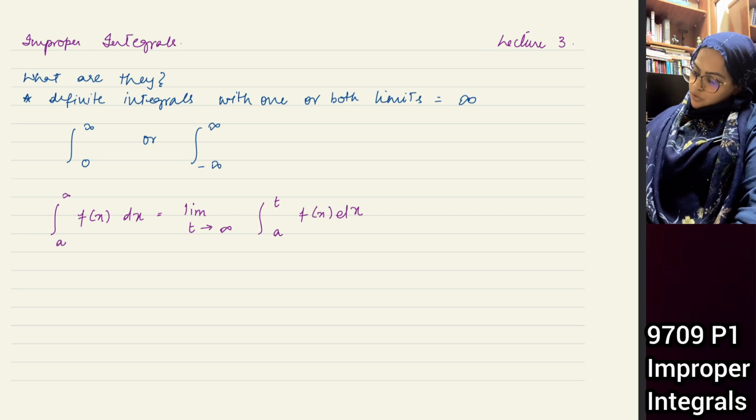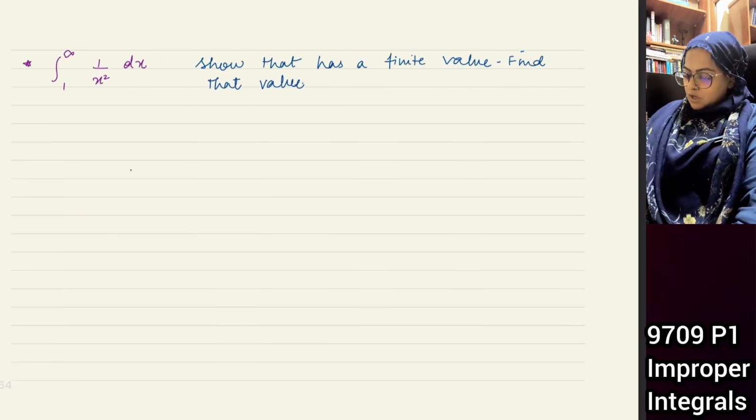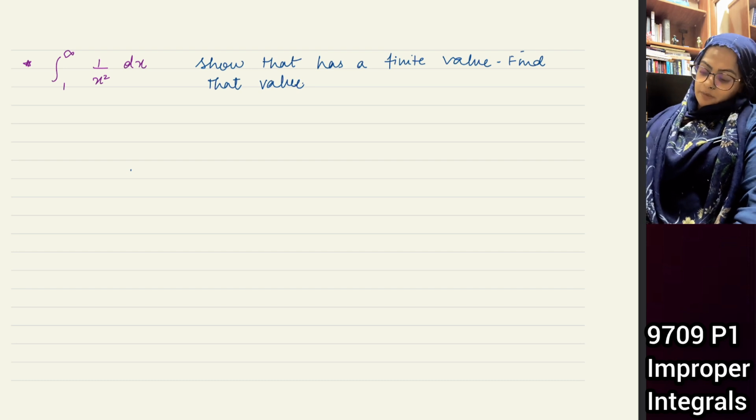Let's have a look at the question. This is the question: integral of 1 upon x squared dx, show that it has a finite value. Find that value. Finite value means there will not be a 0 in the denominator and there will not be an infinity value despite the limit being infinity. So let's start.